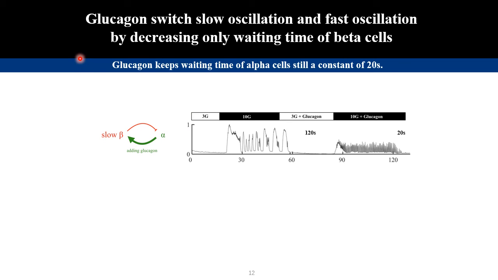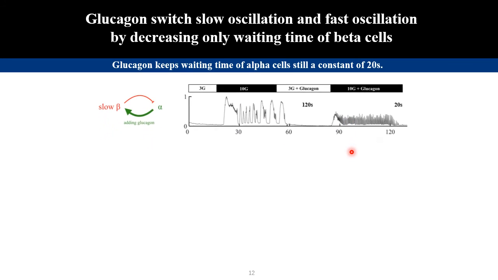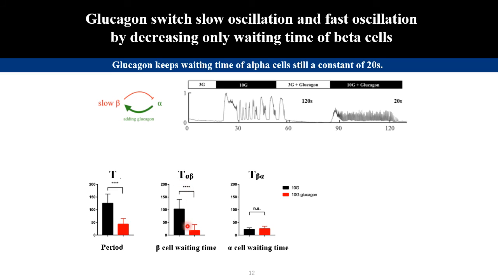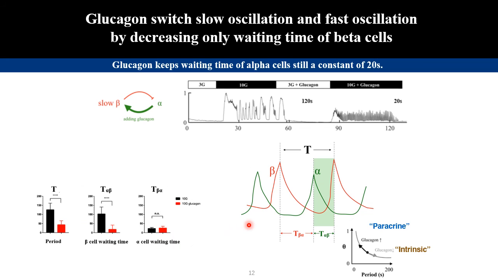We test our prediction by pharmacological perturbation by adding glucagon, and we found the glucagon speeds up the slow oscillations into the fast oscillation by specifically decreasing the beta cells' waiting time, while keeping the alpha cells' waiting time constant. So here we understand the waiting time of beta cells actually depends on the glucagon concentration.